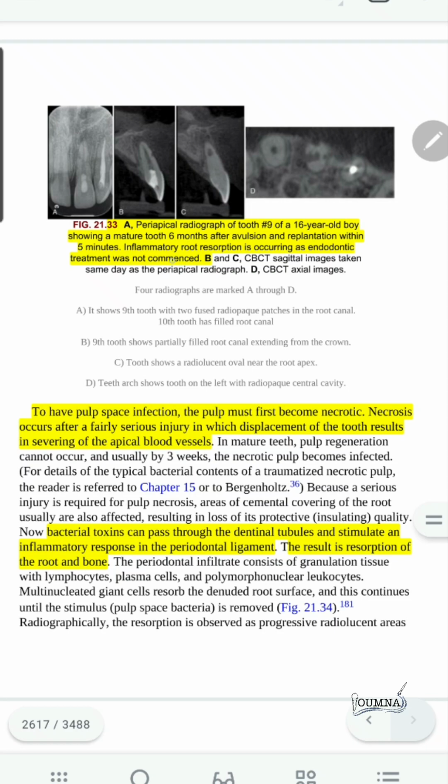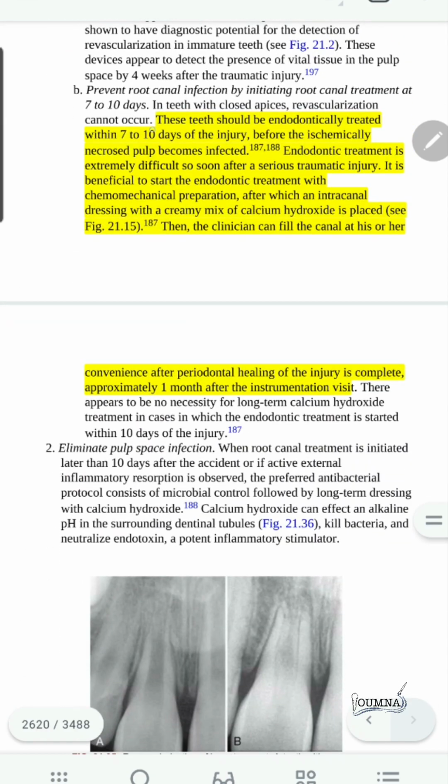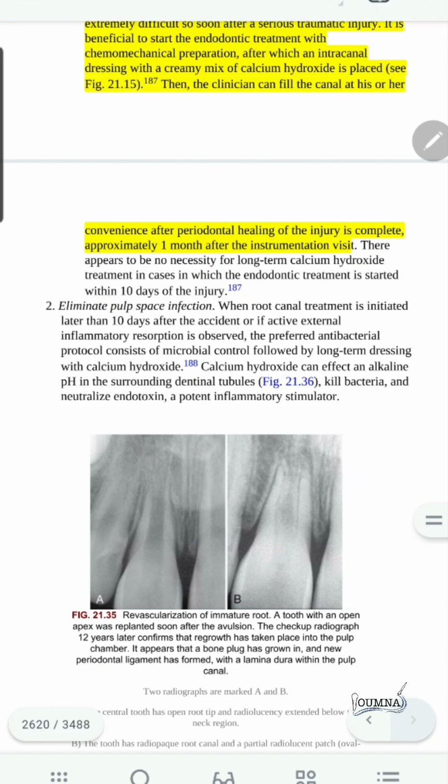Here we emphasize the importance of doing the endo treatment after we do the returning of these luxated teeth. We have seen in this case that the tooth that did not get an endo treatment was undergoing an internal resorption due to the necrotic pulp that had happened. So after 7 to 10 days of the injury, we must do the endo treatment. It is advised to use calcium hydroxide as an intracanal dressing, and do the treatment in 2 visits.